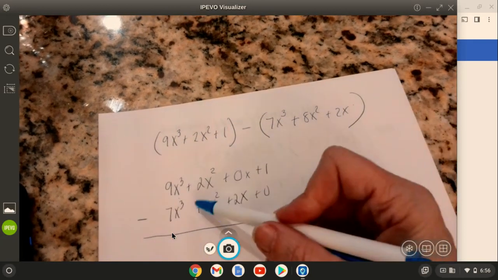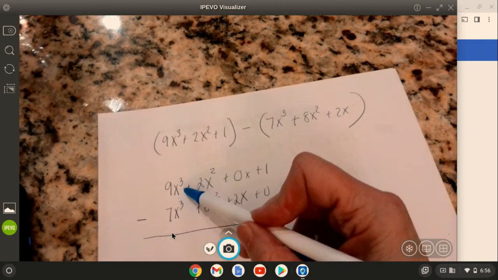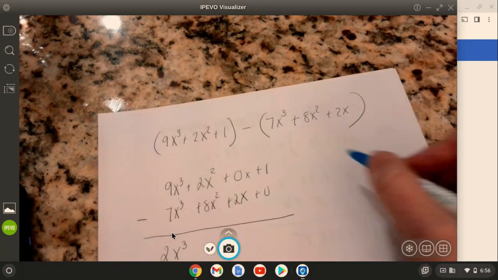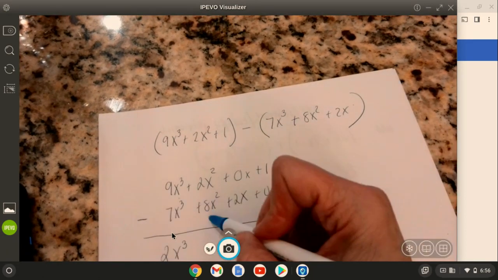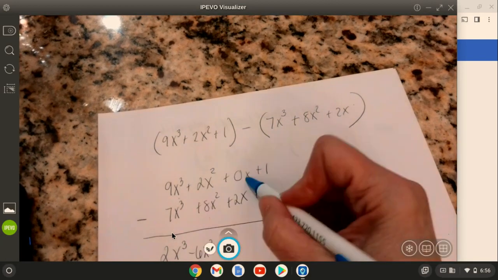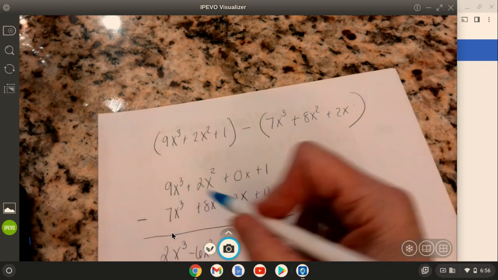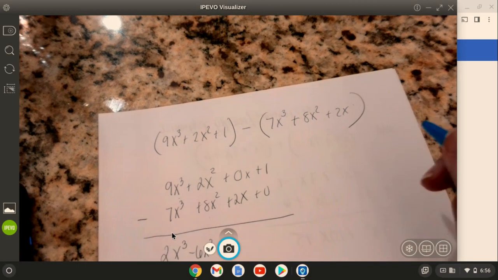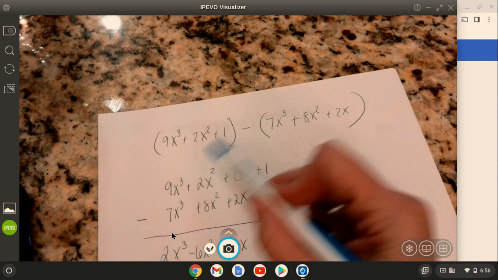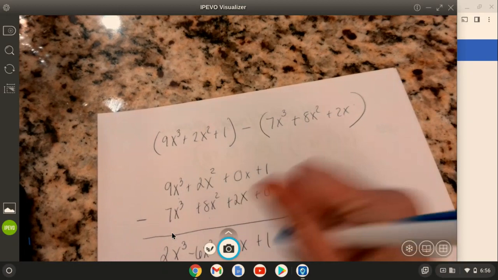So remember when you're subtracting, I'm subtracting this positive, right? So 9x to the third minus 7x to the third is 2x to the third. And 2x squared minus 8x squared would give you negative 6x squared. 0x minus 2x would just give you negative 2x, because you have to take into account that negative. And then I have 1 minus 0, so that would just be plus 1.